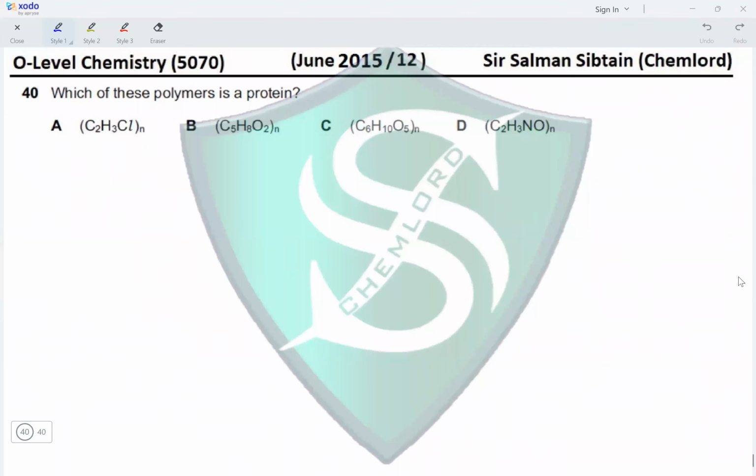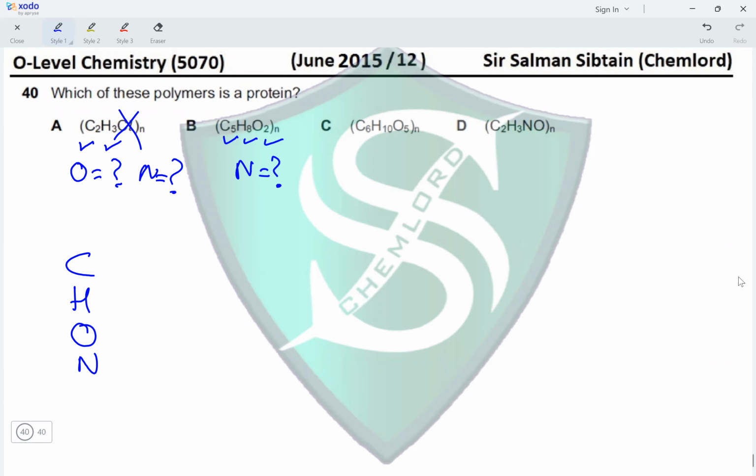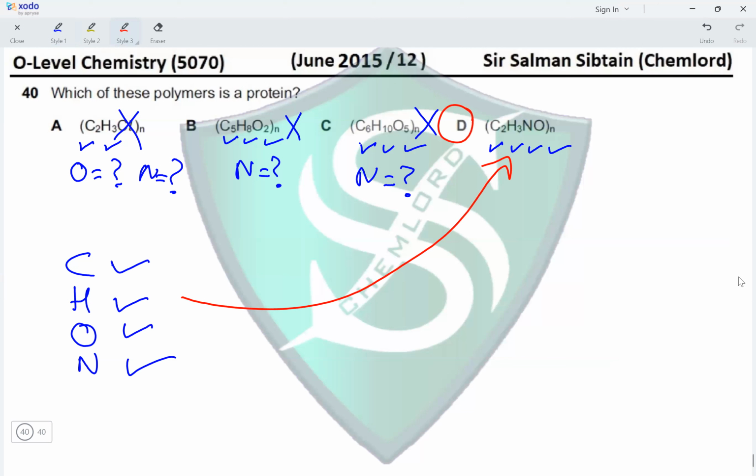Question 40. Which of these polymers is a protein? So a protein consists of carbon, hydrogen, oxygen, and nitrogen atoms. So in A, we've got carbon and hydrogen, and we've got chlorine, which should not be there. And we have oxygen and nitrogen atoms missing. So A is not the option. In B, we've got carbon, hydrogen, and oxygen present. Nitrogen is missing. So B is not the option. In C, we've got carbon, hydrogen, and oxygen present. Again, nitrogen is missing. So C is not the option. In D, we've got carbon, hydrogen, nitrogen, and oxygen. All four elements present that should be there in proteins. This makes option D the correct option for this question.